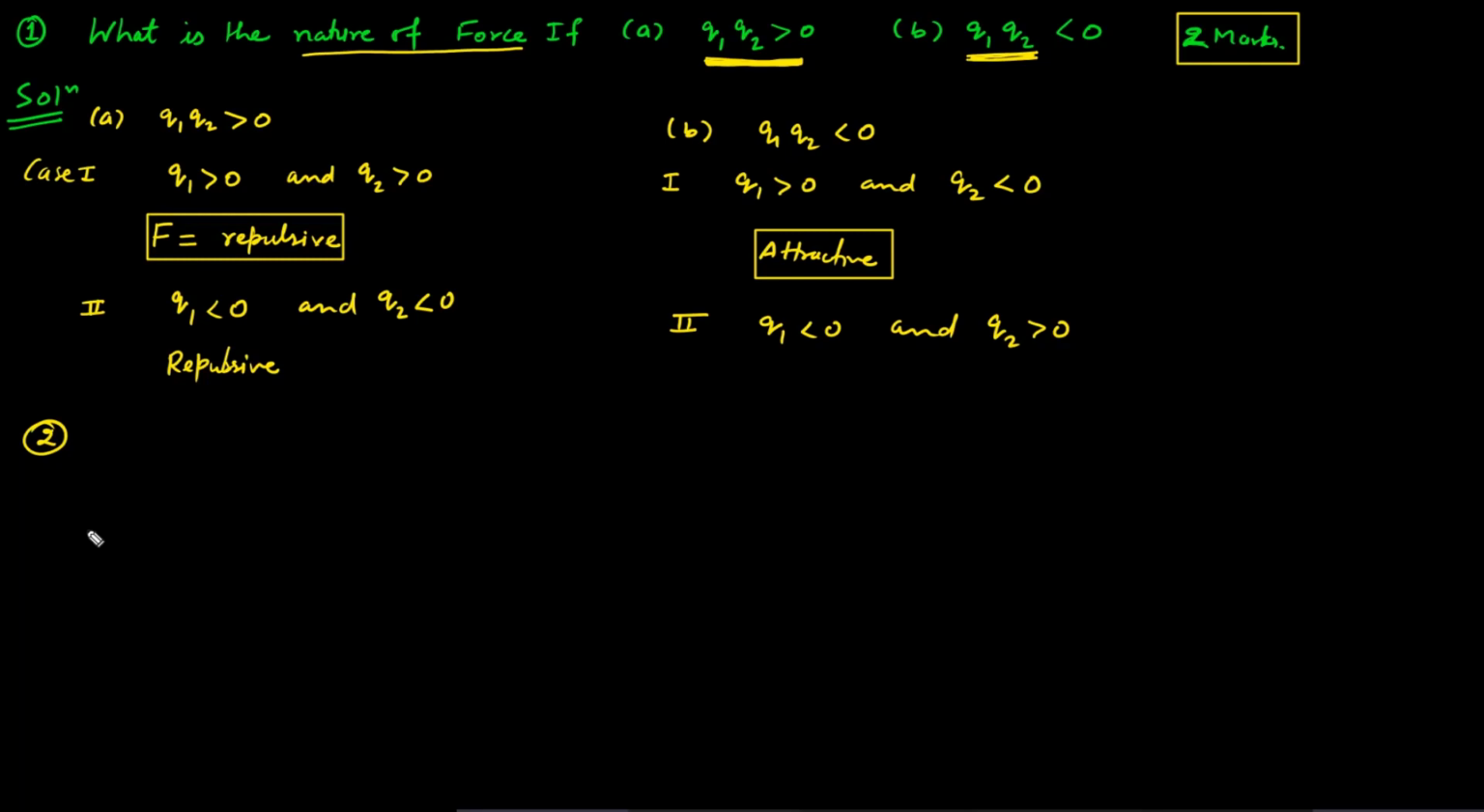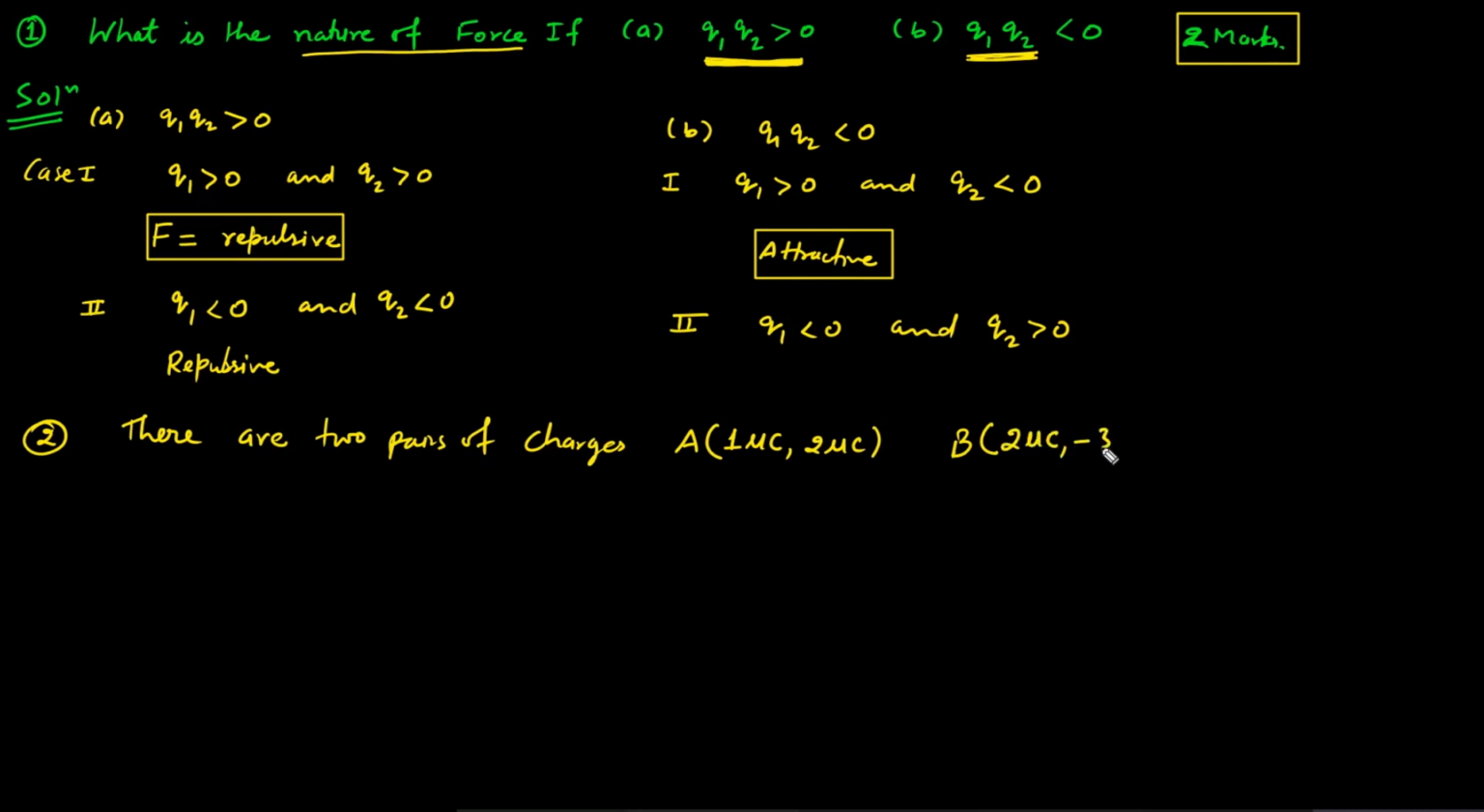Now second question. In the second question, they have given two pairs of charges. The first pair is having charge 1 microcoulomb, comma 2 microcoulomb. The second pair of charges is having value 2 microcoulomb, comma minus 3 microcoulomb.